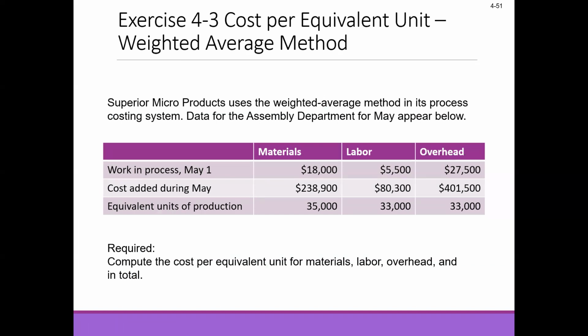Superior Micro Products uses the weighted average method in its process costing system. Data for the assembly department for May appears below. So we've got our work in process, we've got our cost added, and our equivalent units of production. Compute the cost per equivalent unit for material, labor, overhead, and in total.